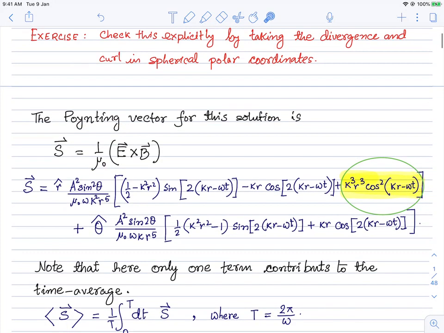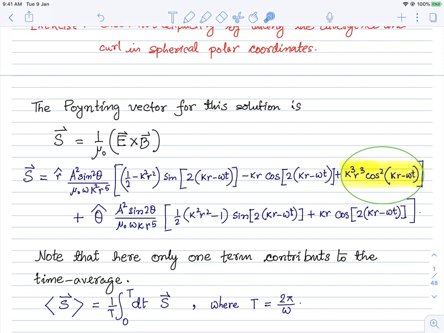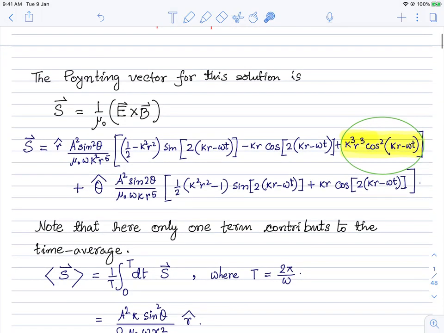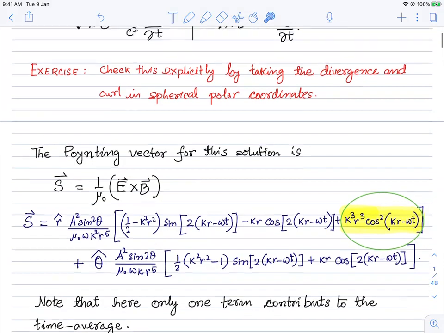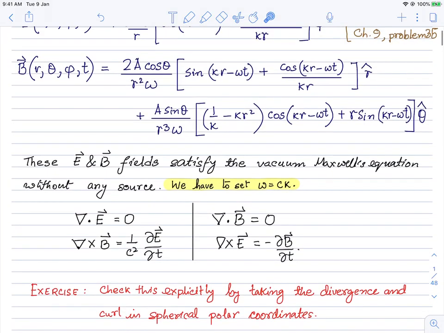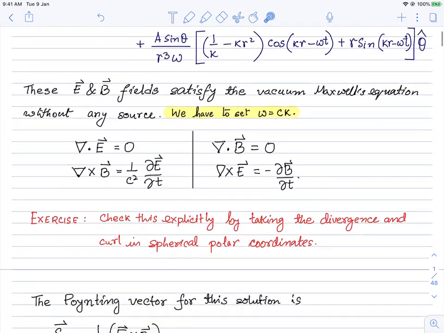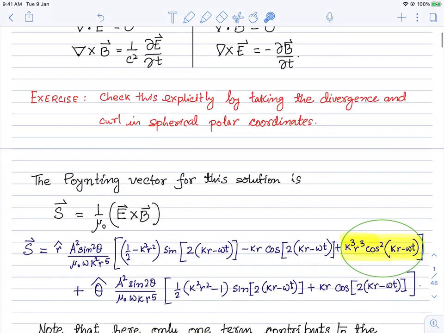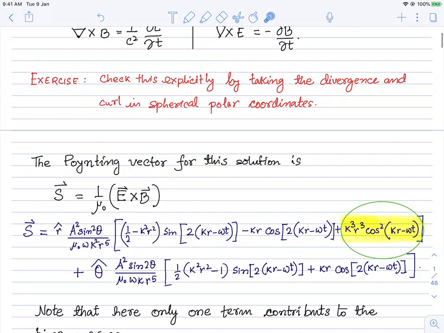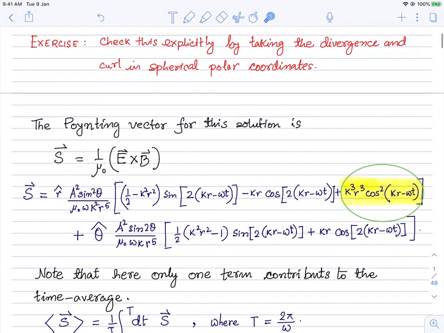If we compute the Poynting vector here, you will see that there are many terms. One term is proportional to r hat, and the other term is proportional to theta hat. You can take the cross product between this electric and magnetic field, and you will find that this is the expression for the Poynting vector. Sorry, if you just take the cross product.